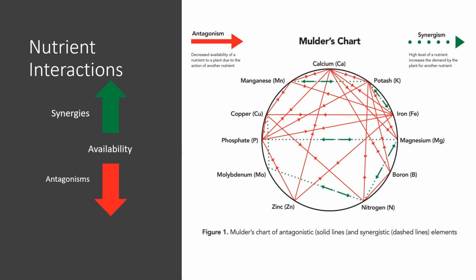The uptake of some nutrients antagonizes or blocks the uptake of others, for example, phosphorus and calcium, or potassium and nitrogen. Other nutrient pairs have synergistic relationships where the uptake of one nutrient increases the availability of the other, for example, nitrogen and molybdenum, or boron and magnesium.